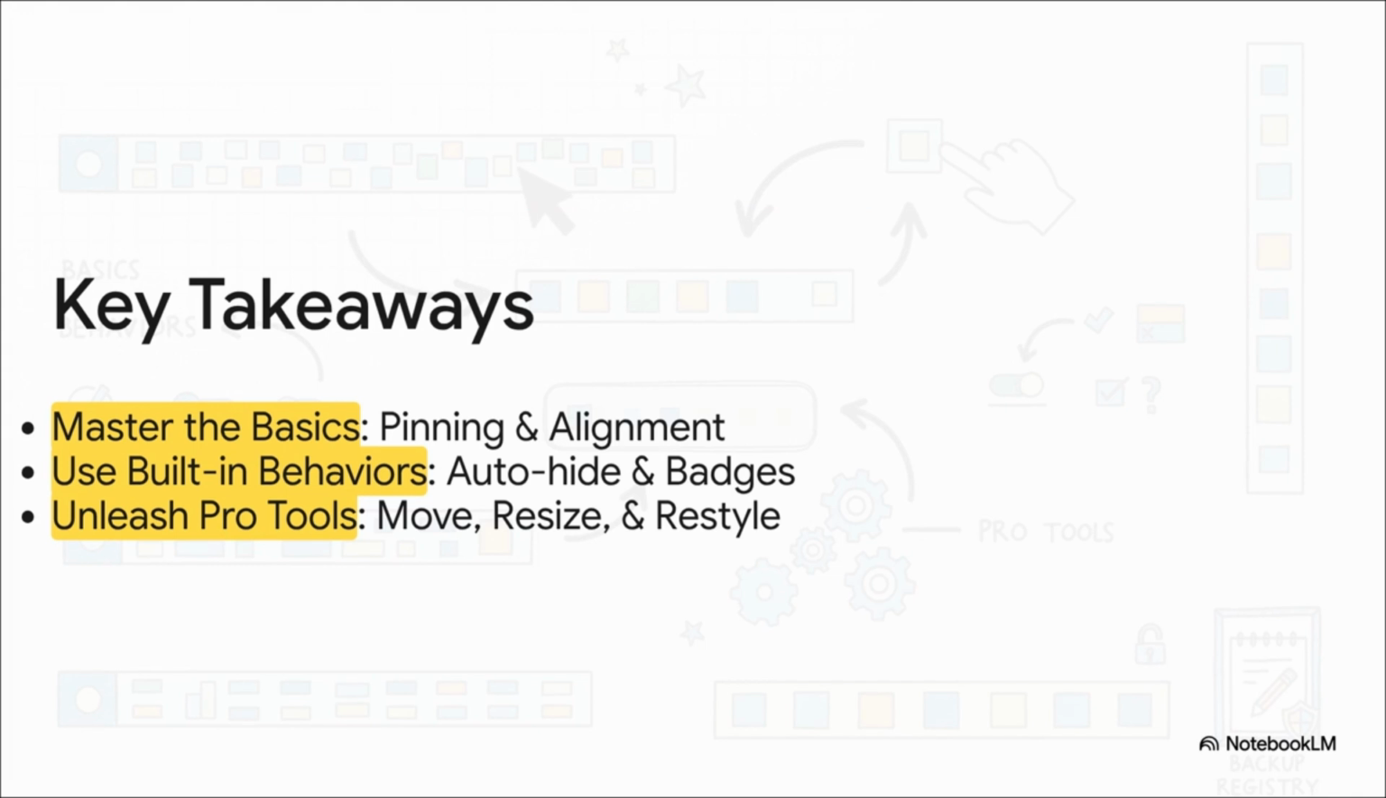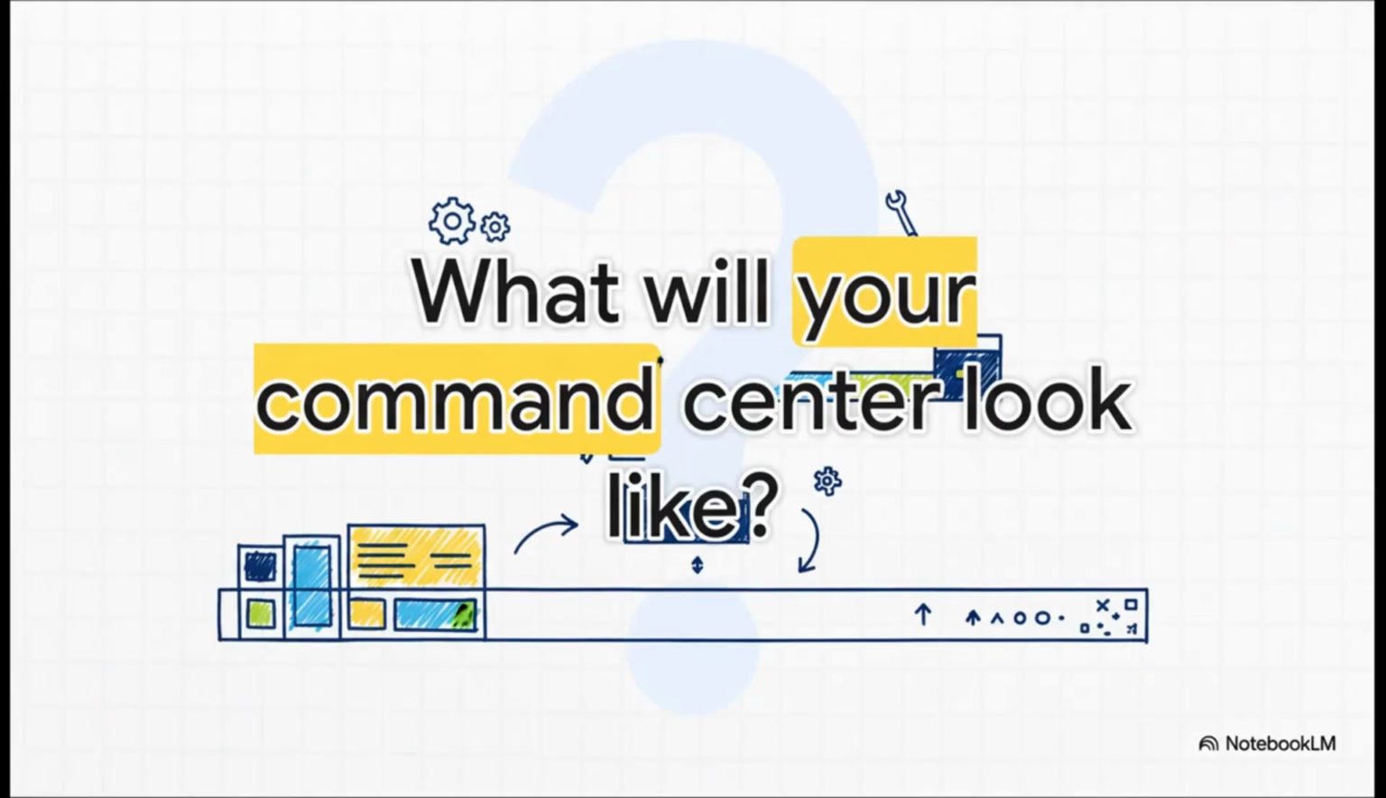So let's do a quick recap of our journey here. We started by mastering the absolute basics, pinning apps and changing the alignment. Then, we moved up to unlocking the built-in behaviors like auto-hiding. And finally, we unleashed the pro tools to move, resize, and totally restyle the taskbar into something that is 100% yours. The default taskbar is really just a starting point. It's a suggestion. Now you have the know-how and the tools to completely rebuild it to fit your needs, your workflow, and your own personal style. So the only question left is, what's your command center going to look like?